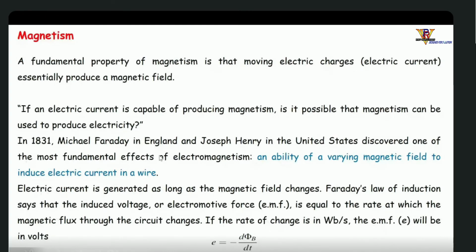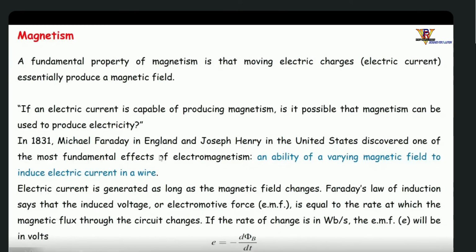So if an electric current is capable of producing magnetism, it is possible that magnetism can be used to produce electricity. And that Michael Faraday showed in his experiment in 1831. What he showed was the ability of a varying magnetic field to induce electric current in a wire. So this is the brief about magnetism. In fact, we are interested in designing a sensor that is based on sensing magnetism, or magnetic flux. So this is the background, means how magnetism and electricity are related.